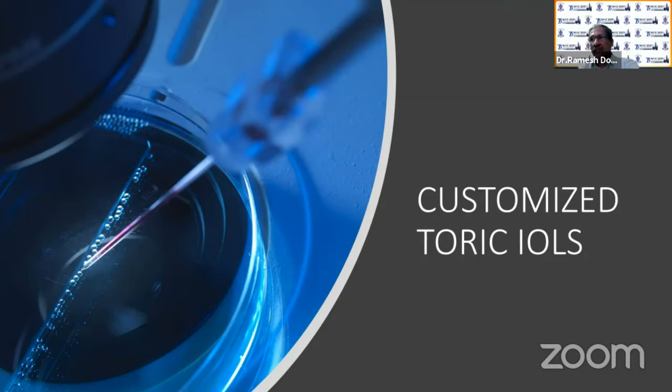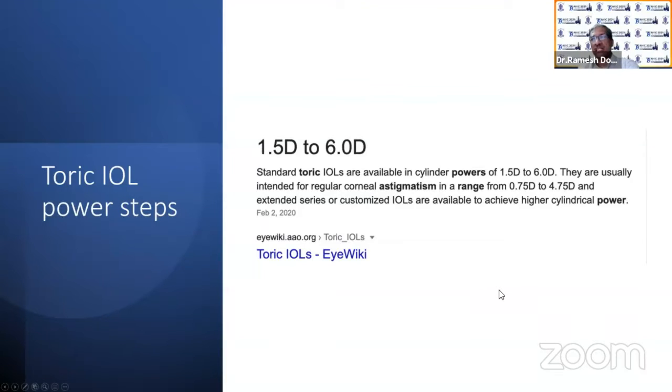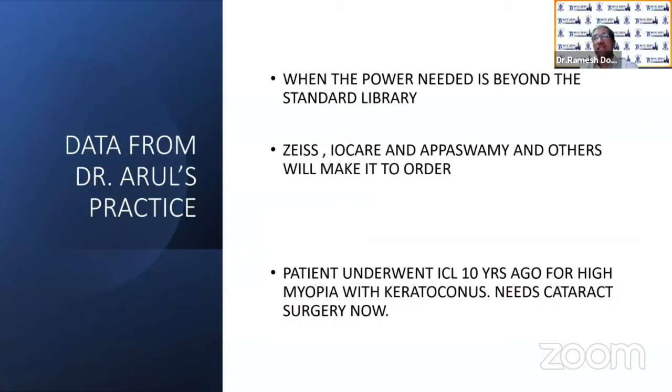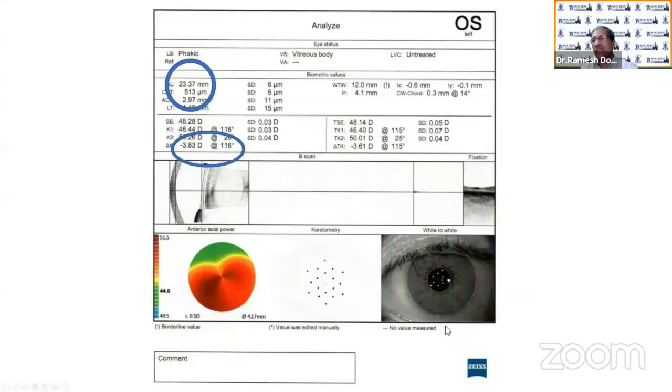Why do we need customized toric IOLs? Toric IOLs, generally the library which the companies maintain, extend between 1.5 and 6 diopters. And so when you have a patient who needs a higher power, it is still possible. Zeiss, IOCare, Appasamy, and many others will make you a customized toric lens to order. And this can give you fantastic results, like this example from Dr. Arulmozhivarman's practice. This patient is post-ICL. 10 years ago, he had ICL. He had high myopia with a bit of keratoconus, now needing cataract surgery. You can see that he has axial myopia. And you can see that he needs 3.83 corneal cylinder.